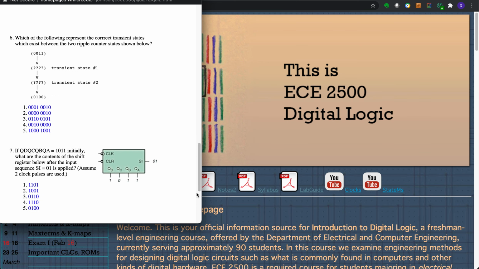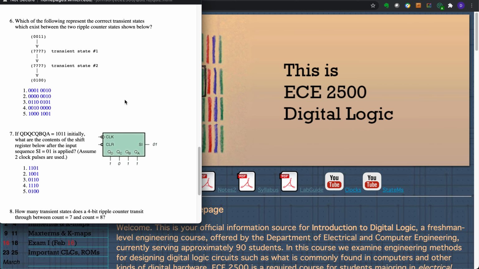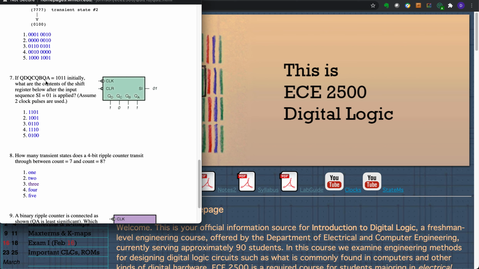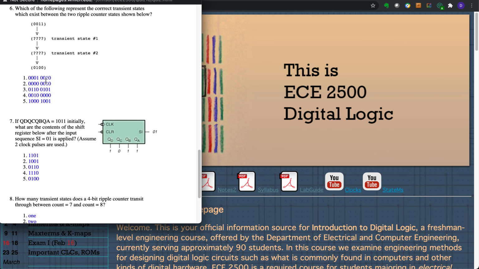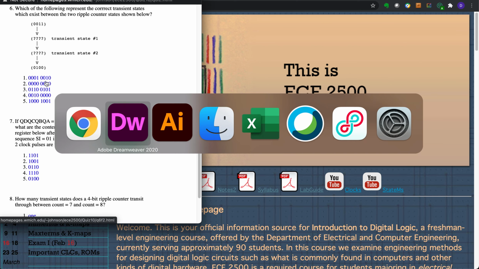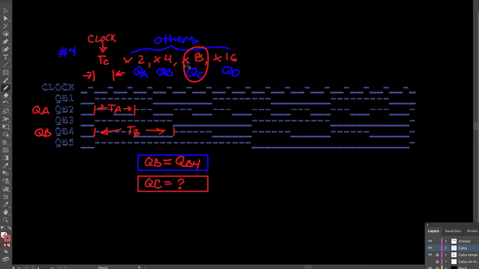The first one here that's dealing with this problem is question number 6, which asks, what are the transient states between the count of 3 and 4? We've already looked at that, but let's go ahead and do it again. And then we have a question number 8 as well. So the question is below this. Let's go ahead and do that.